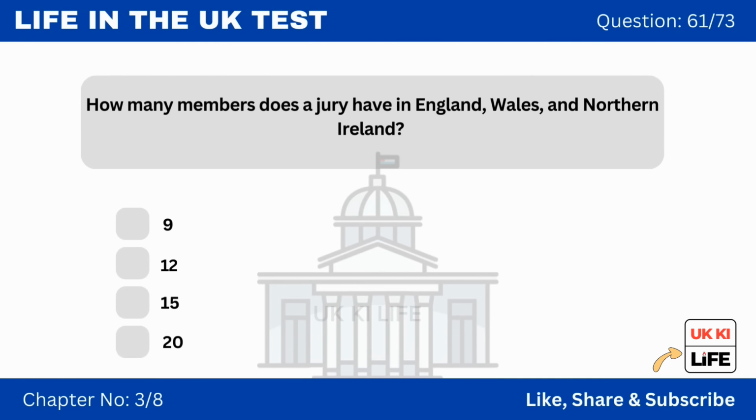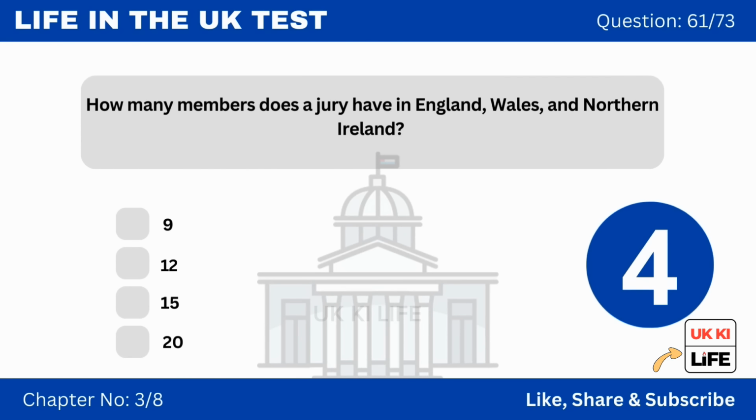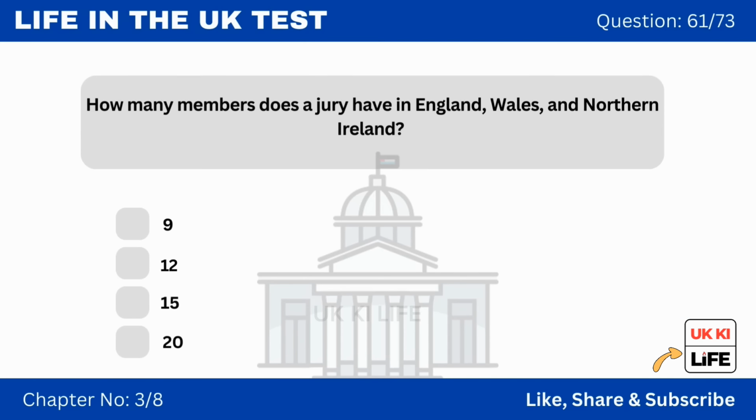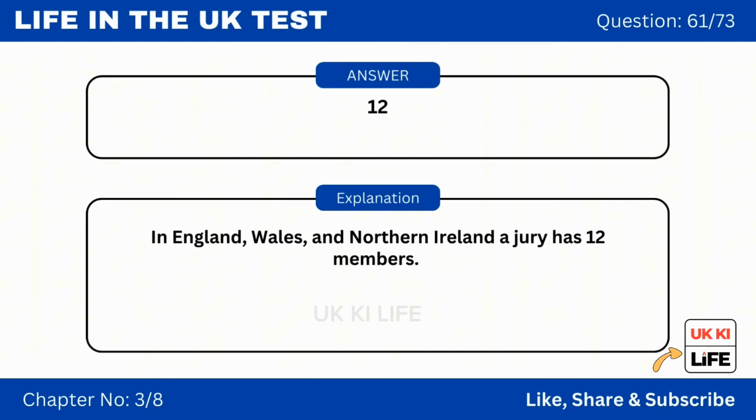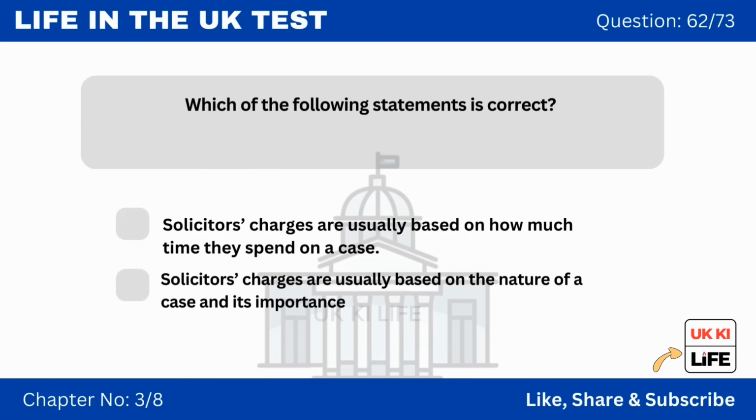Question 61. How many members does a jury have in England, Wales, and Northern Ireland? 9, 12, 15, 20. The correct option is B. Explanation. In England, Wales, and Northern Ireland a jury has 12 members.